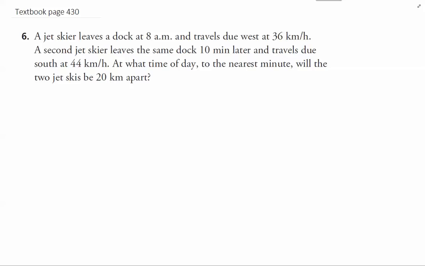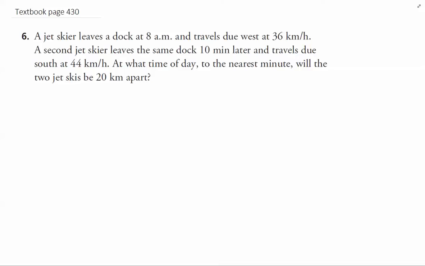So we are going to look at textbook page 430, question number 6. A jet skier leaves a dock at 8 a.m. and travels due west at 36 kilometers per hour. A second jet skier leaves the same dock 10 minutes later and travels due south at 44 kilometers an hour. At what time of day, to the nearest minute, will the two jet skis be 20 kilometers apart?